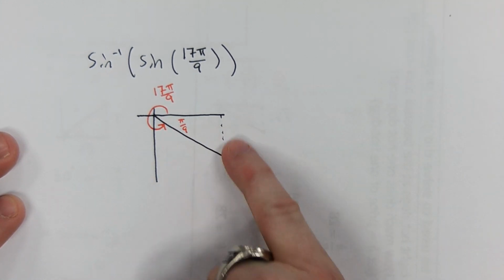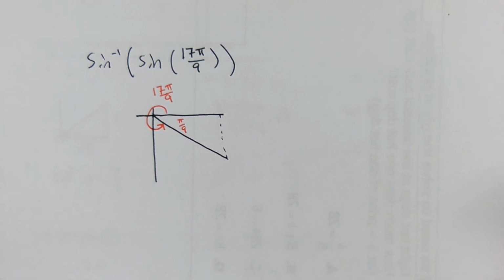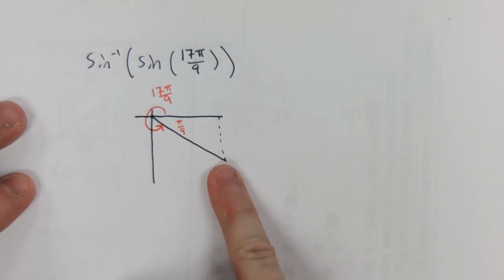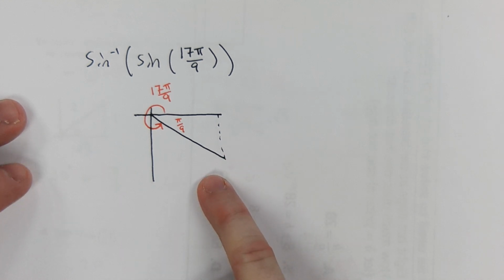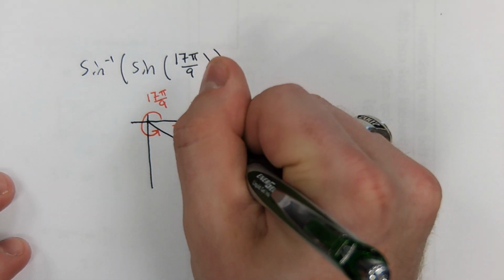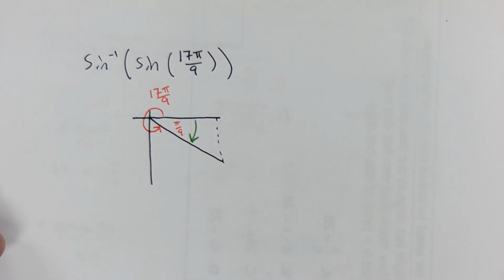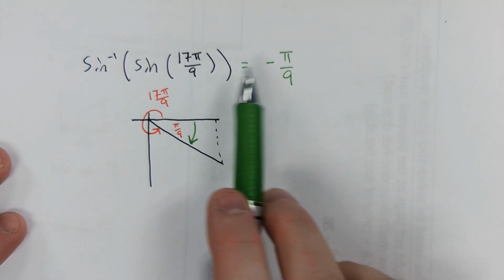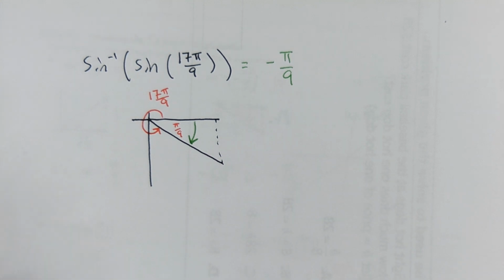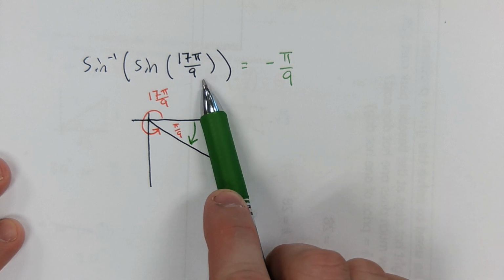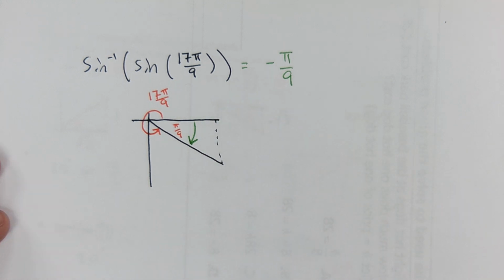Well, it happens to be in a place that sine inverse likes, right? It just isn't the right angle measurement. But since it landed somewhere that sine inverse likes, I don't even have to move the triangle. I just have to give an answer that sine inverse will be okay with, and that would be negative pi over 9. Because this angle and this angle are coterminal angles. So this is in a quadrant that is coterminal to somewhere that sine inverse is cool with.